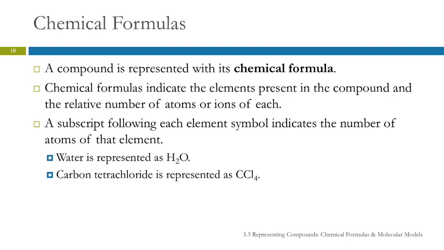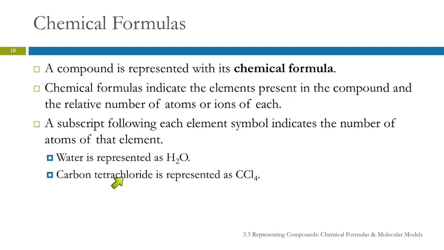So the formula for water is H2O. So we've got H for hydrogen, O for oxygen. We've got the subscript 2 after the hydrogen, meaning there are 2 hydrogen atoms. And there's nothing after the oxygen, meaning there's 1 oxygen atom. We often leave out the number 1 because we don't really need to write it, so why bother?